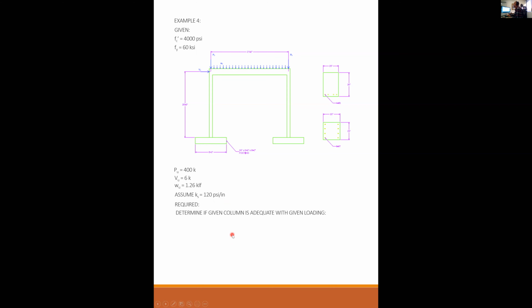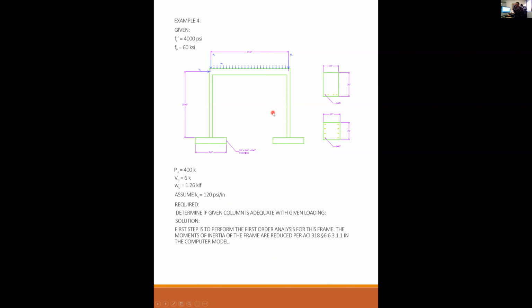What is required? Determine if the given column is adequate with the given loading. Solution. First step is to perform the first order analysis for this frame. The moments of inertia of the frame are reduced per ACI 318-6.6.3.1.1 in the computer model.